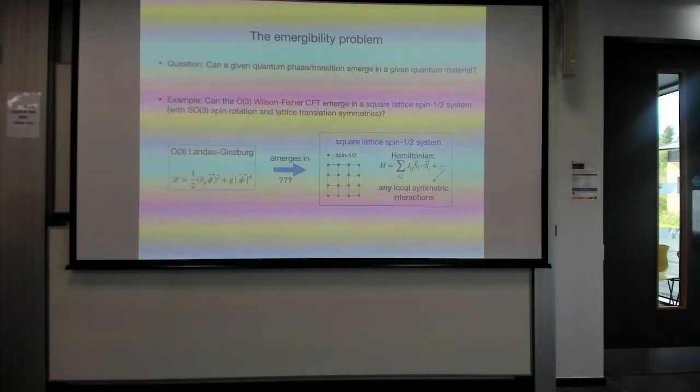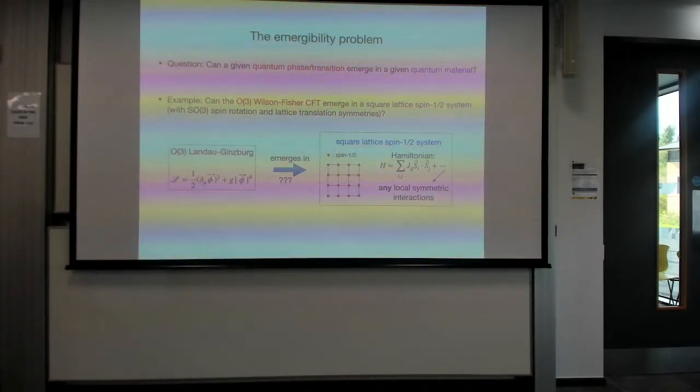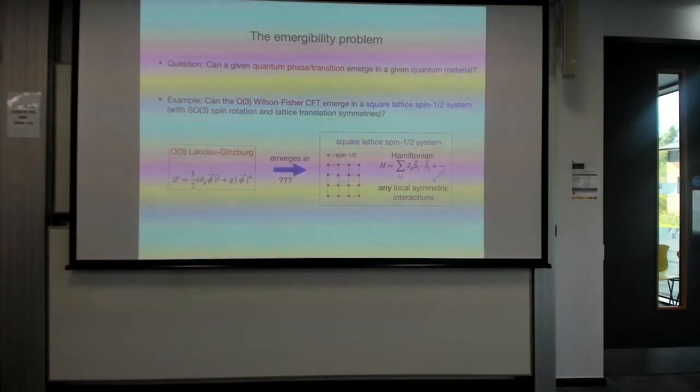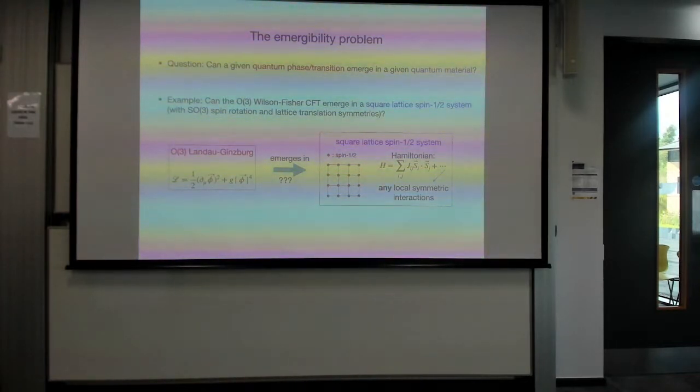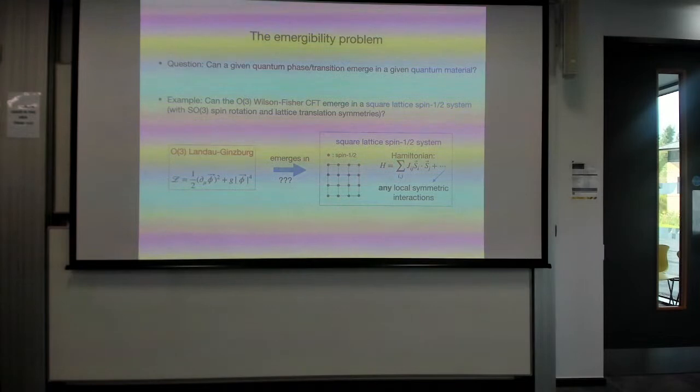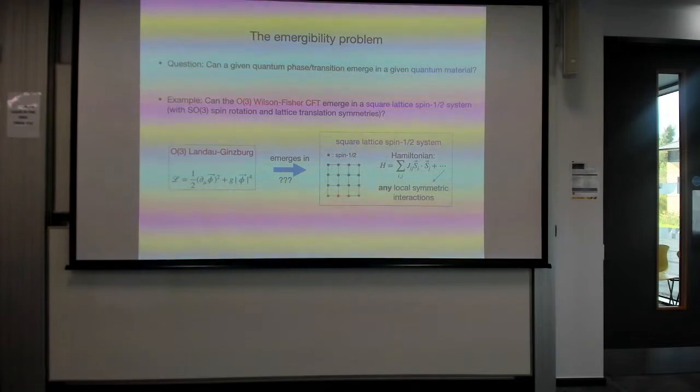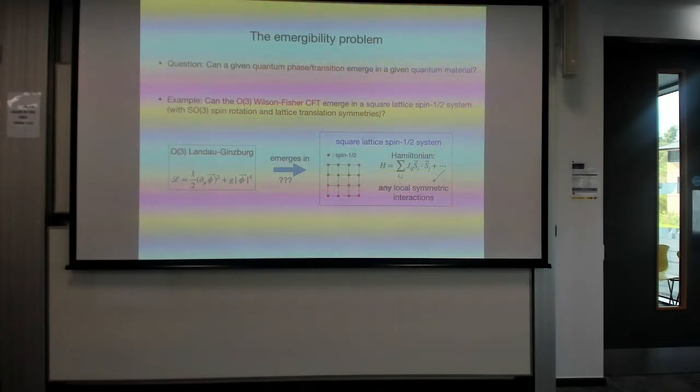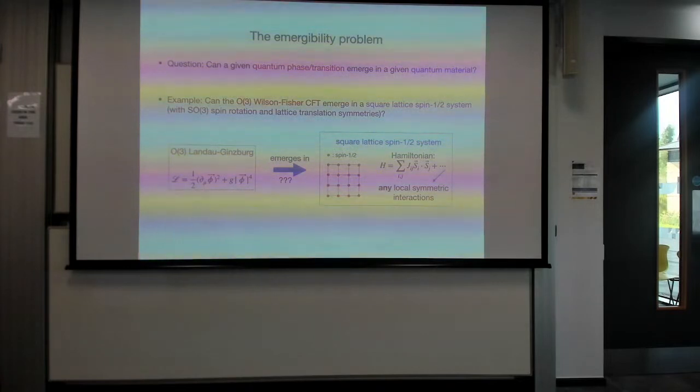So this problem is asking the following question. Suppose I want to consider a quantum phase or quantum phase transition, say described by a certain kind of effective field theory. And I have a piece of quantum material. I want to ask, by tuning the parameters of this quantum material, whether it's possible for this particular effective field theory to emerge at low energies and large distances in the ground state. Just to make the question more concrete, let's look at this particular example. Let's take this quantum phase transition to be the O(3) Wilson-Fisher theory, described by this kind of field theory Lagrangian.